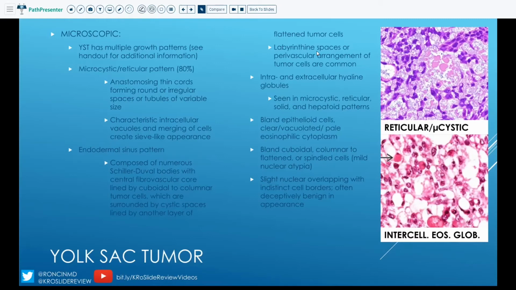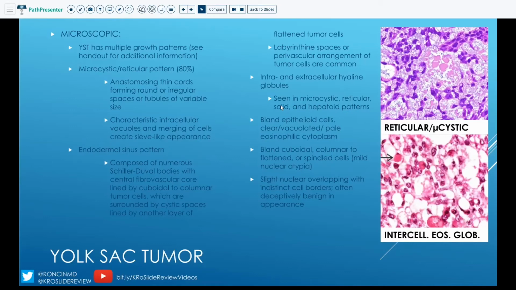And then one of the other things that we can see, so the Schiller-Duval bodies have annotations, and the hyaline globules also have an annotation on that slide just to make it a little easier for you guys to find, but they are everywhere within the slide. And they're seen in the microcystic reticular pattern, solid as well as hepatoid. And because we have that mixed growth pattern where we have some endodermal sinus, some microcystic reticular pattern, in some areas that even look maybe a little more solid, it's not unusual to find those.